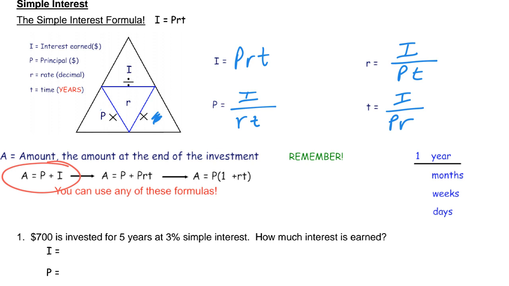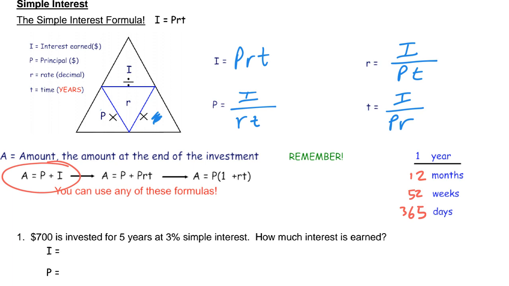Now, this is the last thing I need you to remember about your calculations with simple interest. Remember, for every year, we have 12 months, right? You also got to remember that when you're talking about a year, there are also 52 weeks in a year. You should also remember that there are 365 days in every year. This helps us to calculate the various interest rates using simple interest.